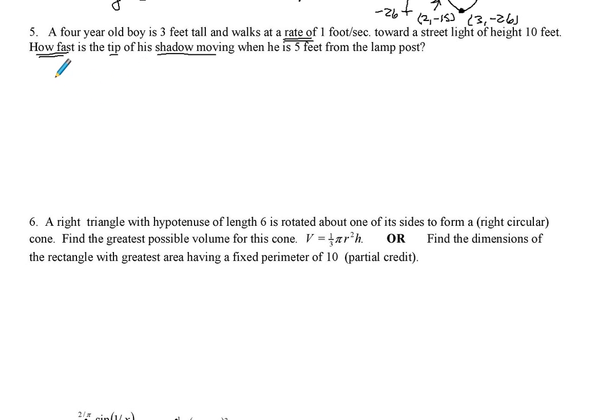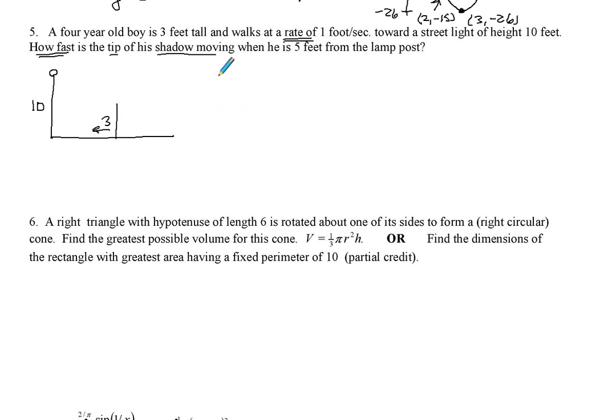So let's draw our lamppost here. This is 10 feet. And remember these things with lights and shadows, that's almost always similar triangles. And here's the ground. And the boy is 3 feet tall. So here's the kid, 3 feet tall. And he is walking at a rate of 1 foot per second towards the street light. Okay, so we got this light up here, and he is walking this way at 1 foot per second.